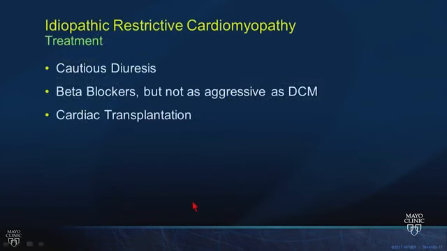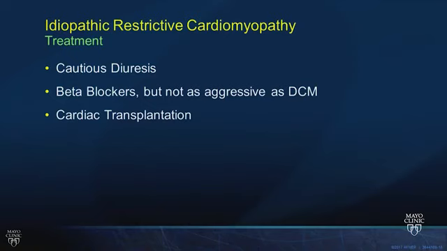The treatment of restrictive cardiomyopathies is tough. It's not easy. So it's cautious diuresis, because these people are dependent on their preload for their cardiac output. If you go too far with the diuresis, they're just going to feel weak and puny and not be able to do very much because they don't have enough preload to drive the flow into their ventricle.